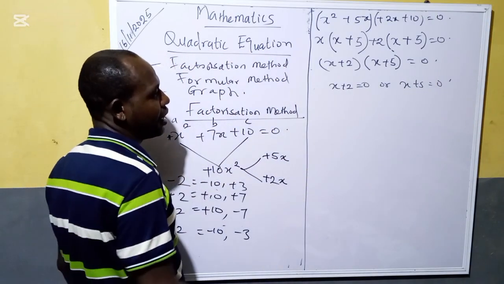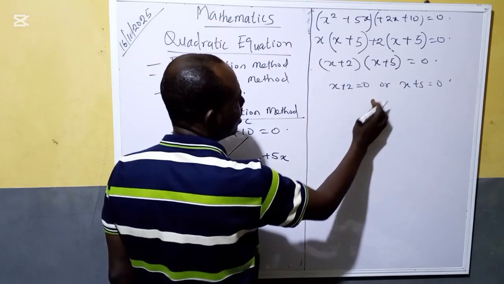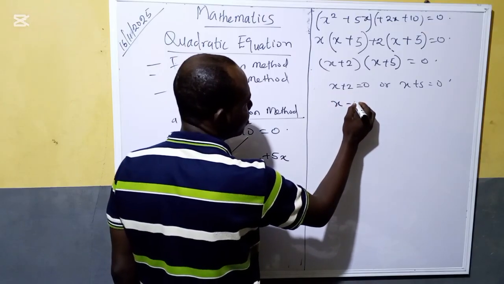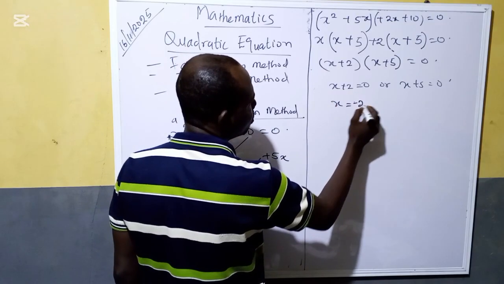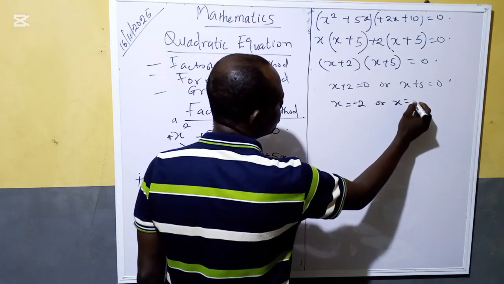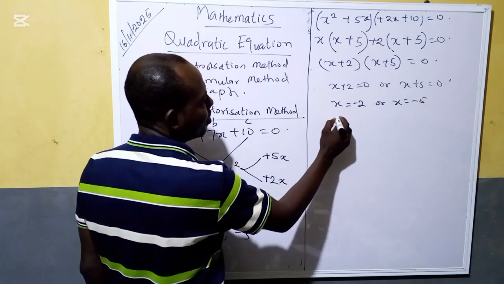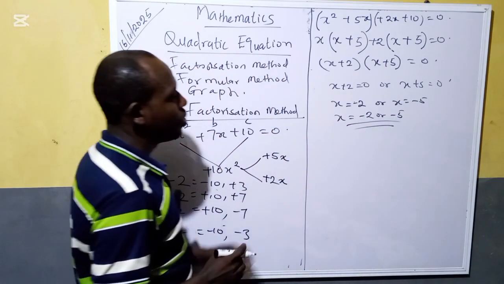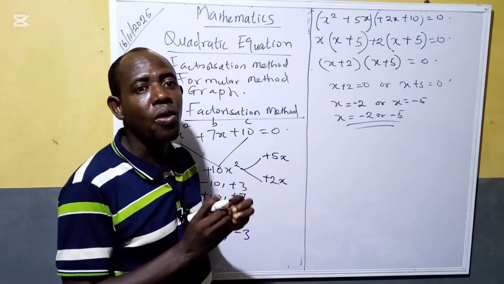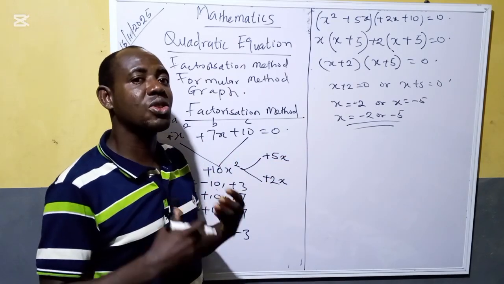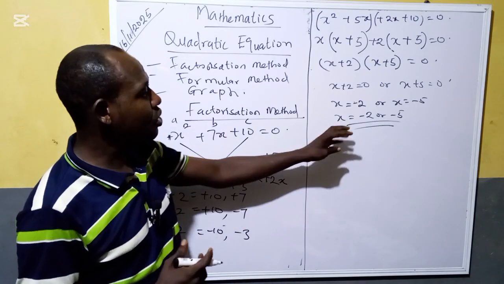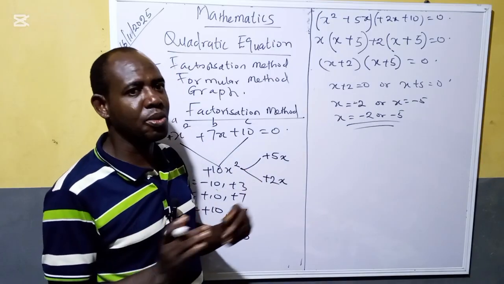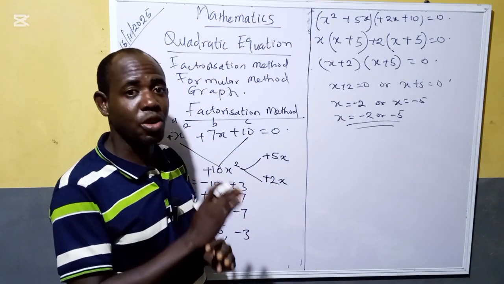Then what is your final answer? When this goes to the other side, plus goes to minus, so you have x equals minus 2 or x equals minus 5. So it now becomes x equals minus 2 or minus 5. These two are what we call the roots of the equation. So if you are asked to solve this quadratic equation and find the roots, the roots are minus 2 or minus 5. That's just simple logic about quadratic equations by factorization method.